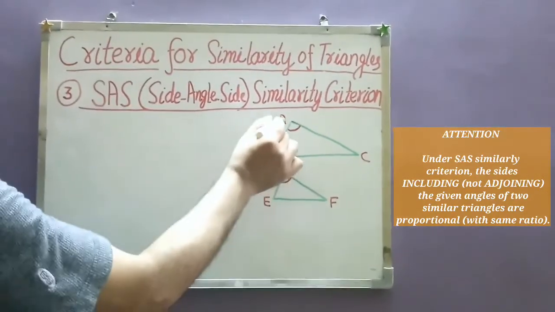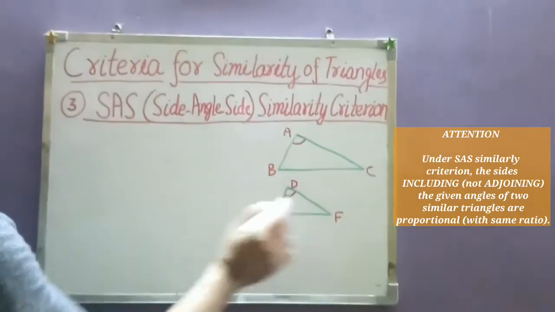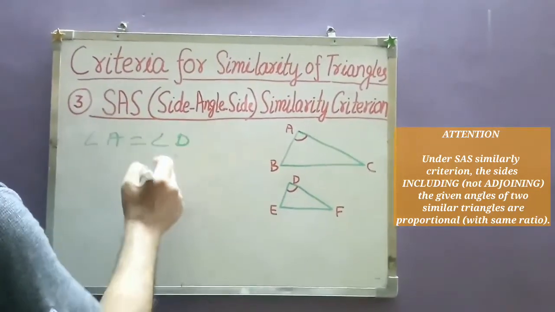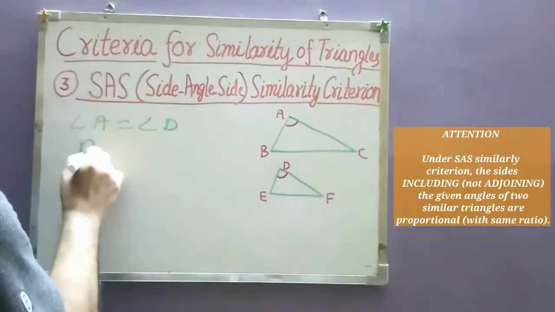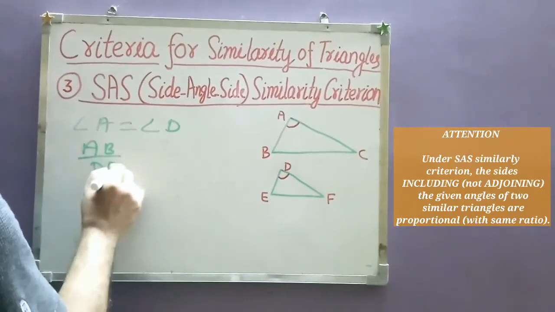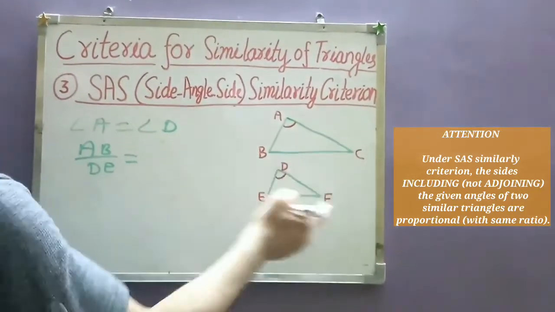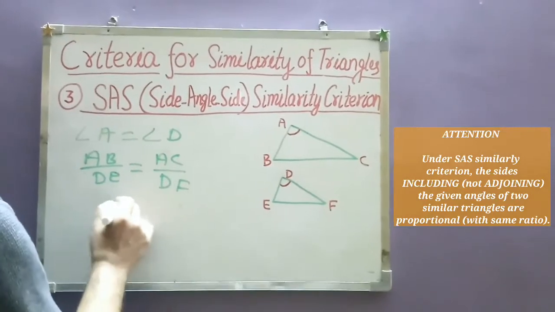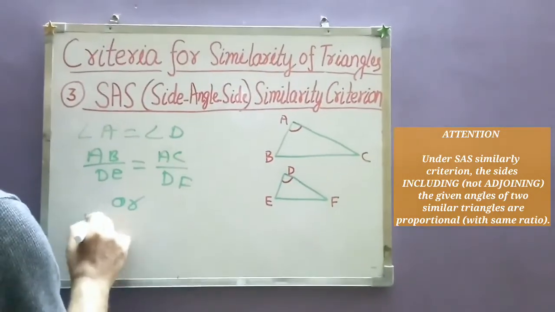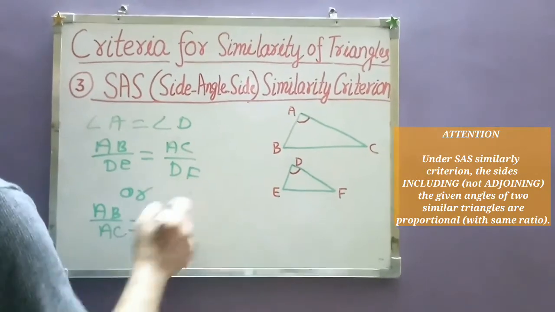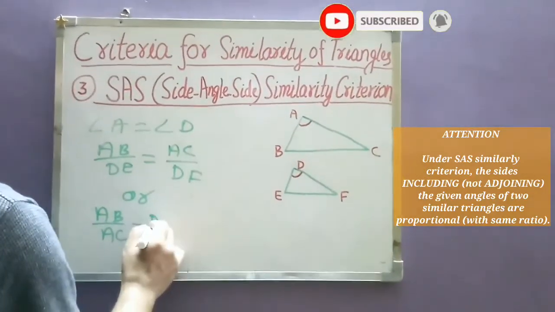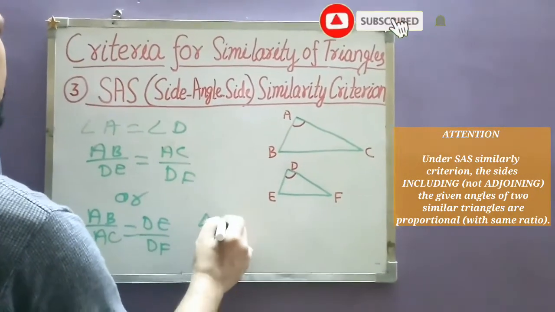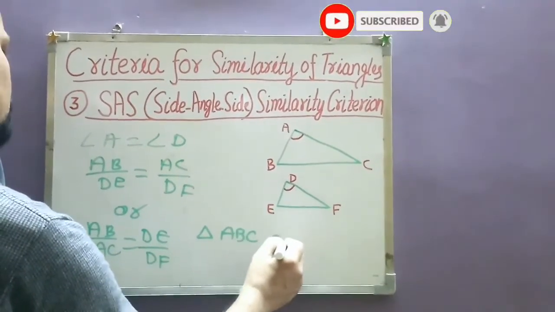This means in triangles ABC and DEF, if angle A equal to angle D and sides including these angles are proportional, means AB upon DE equal to AC upon DF, or AB upon AC equal to DE upon DF, then the triangle ABC is similar to triangle DEF.